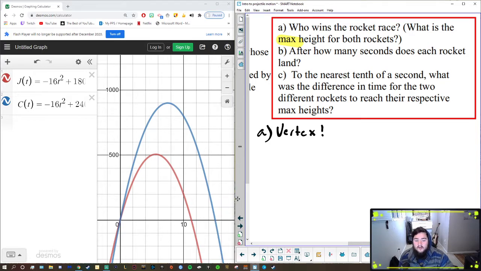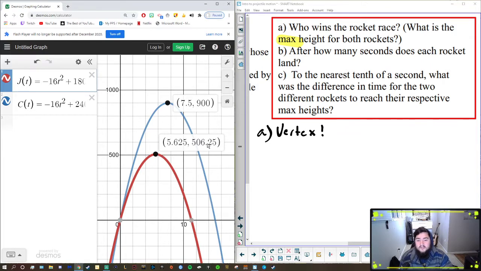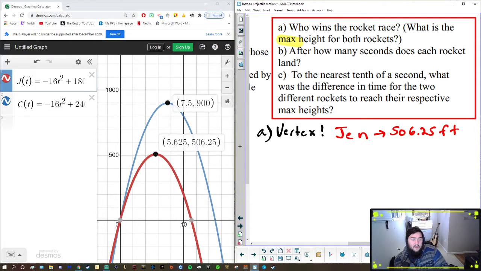Okay, so if I go over here and again click on my graph, I can see Chelsea's went 900 feet and Jen's went 506 feet. So Jen's is in red, so Jen, her rocket went 506.25 feet. And in blue, Chelsea's, I don't really know how to spell Chelsea, but hers went 900 feet.